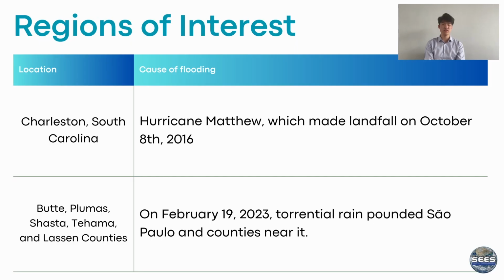We investigated two regions. First, we looked at Charleston in South Carolina, which experienced heavy flooding after Hurricane Matthew, which made landfall on October 8, 2016. Secondly, we looked at counties in southeast Brazil that are near the city of Sao Paulo, which experienced heavy flooding after torrential rain on February 19, 2023.